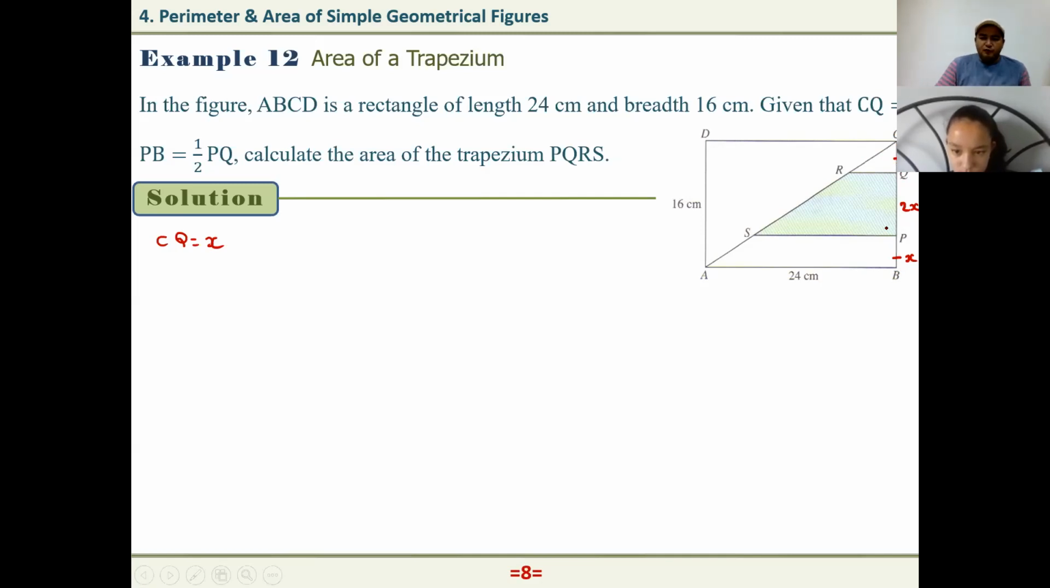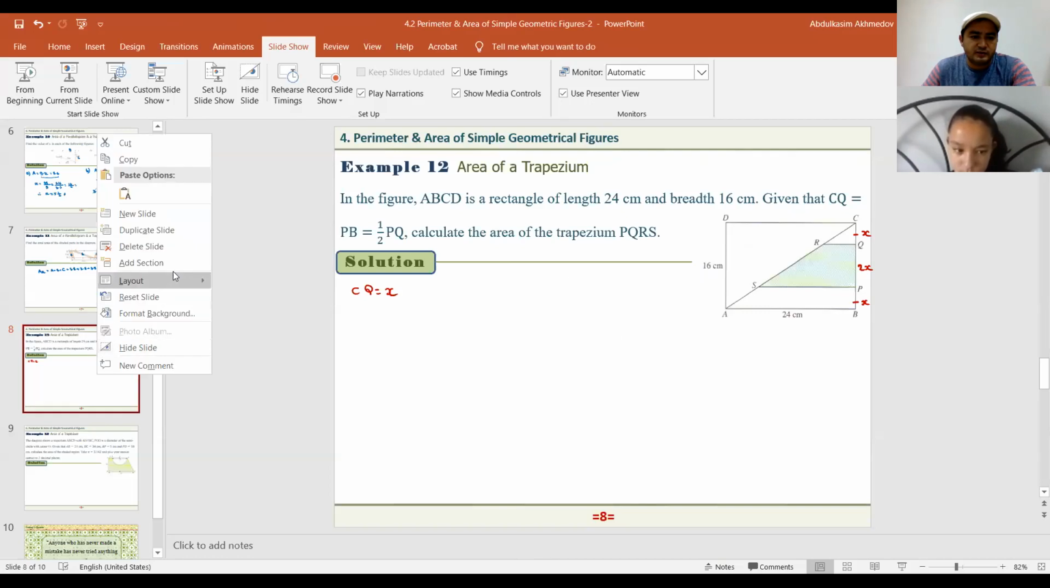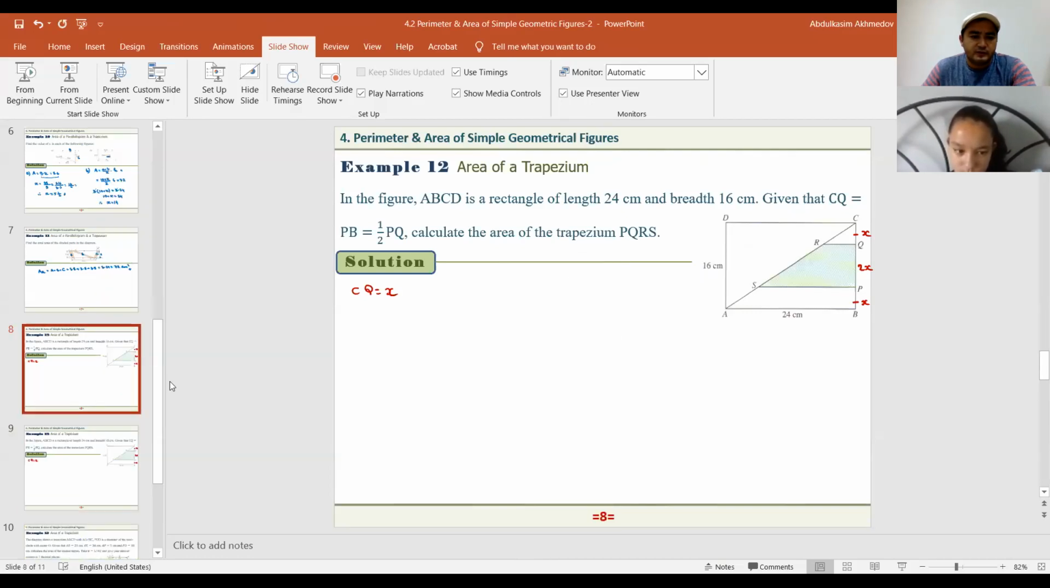Okay. Before I continue this, Shahina, I will open just one page because I need to show something here. Okay, duplicate.